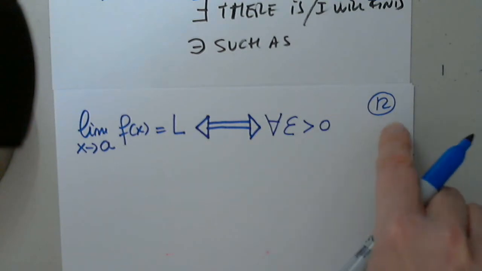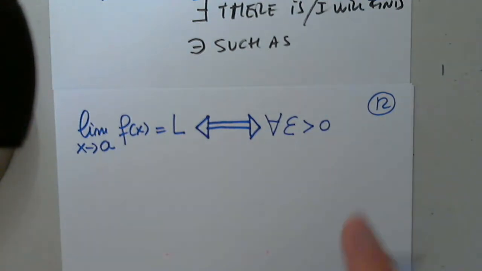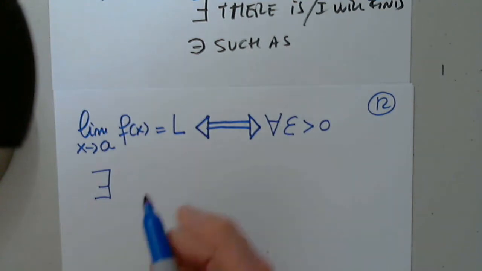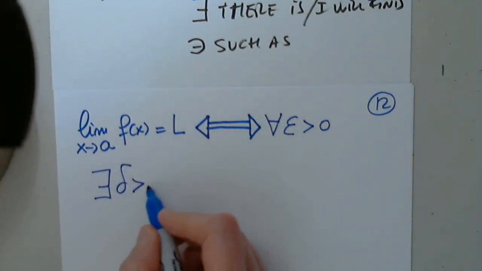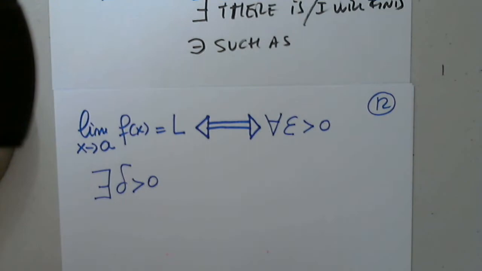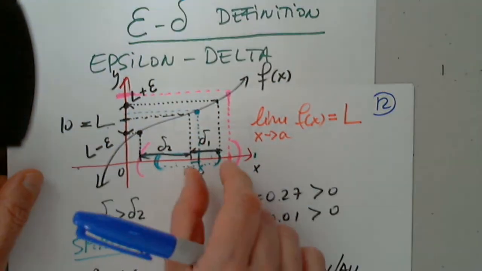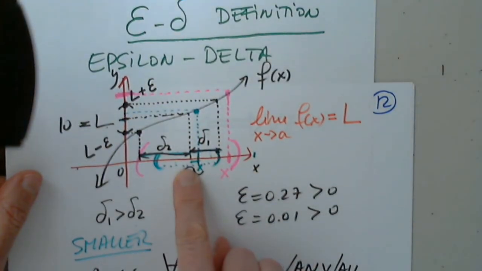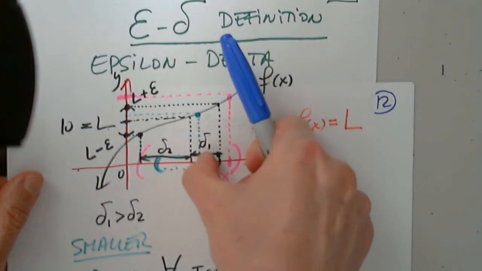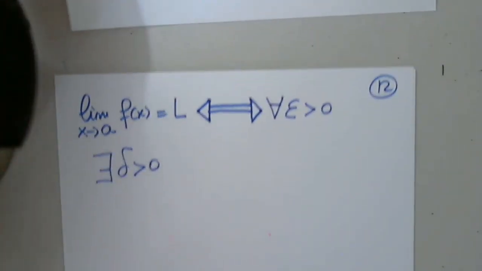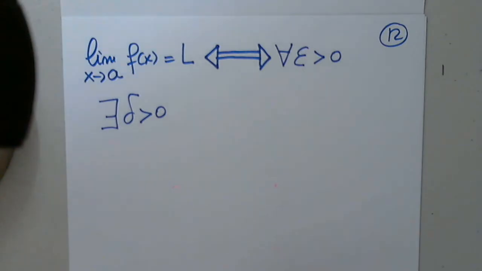There exists, I will find, a delta positive. One more time, let's stop for a moment. For every epsilon around L, I will find a delta around A, such that this distance from x and A is smaller than delta.